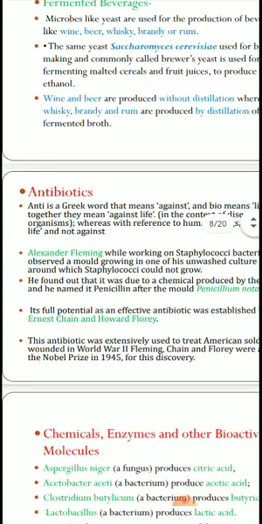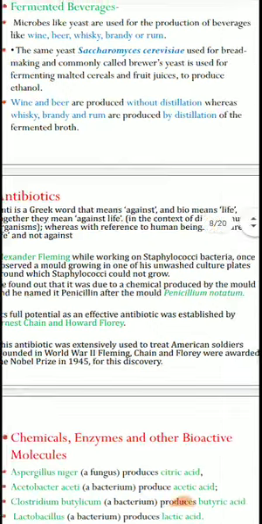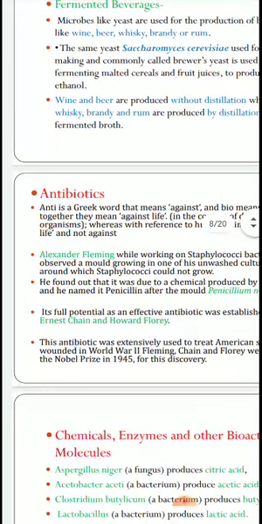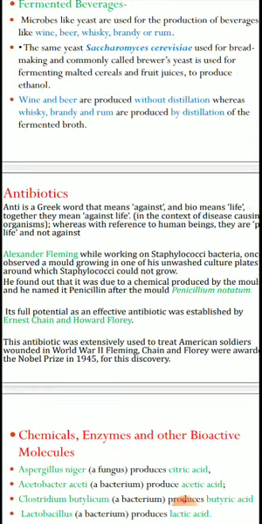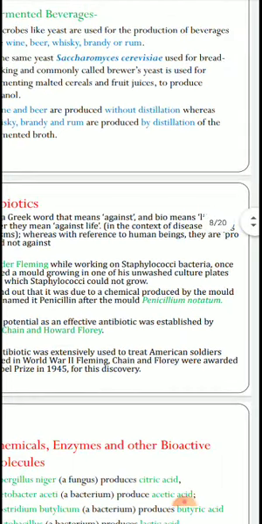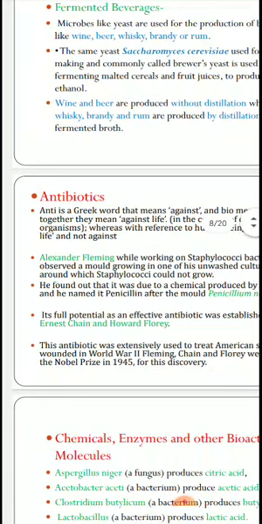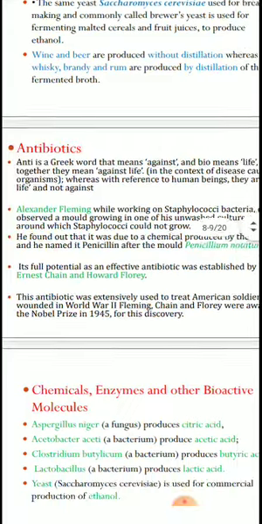Okay. Its full potential as an effective antibiotic was established by Ernest Chain and Howard Florey. He only first established that. The names are Ernest Chain and Howard Florey. The antibiotic was extensively used to treat American soldiers wounded in World War II. Fleming, Chain and Florey were awarded the Nobel Prize in 1945 for the discovery of penicillin. Now it is not accepted, but at that time, during the Second World War, the penicillin injection was very helpful for the wounded people. So that is the purpose for which they used it.